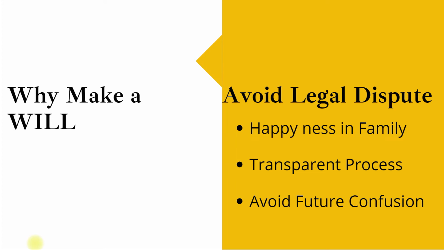Now whenever you make a will and the person has expired or the person has given the property to the beneficiaries, then the process is very transparent and everybody knows that this was the wish of my mother or father, and in his lifetime he decided that this had to be given, and this is how he has divided. So we just have to take it accordingly. Nobody feels that one person got extra or anything as such. So if the will is made, the process becomes very transparent. It also avoids future confusion.